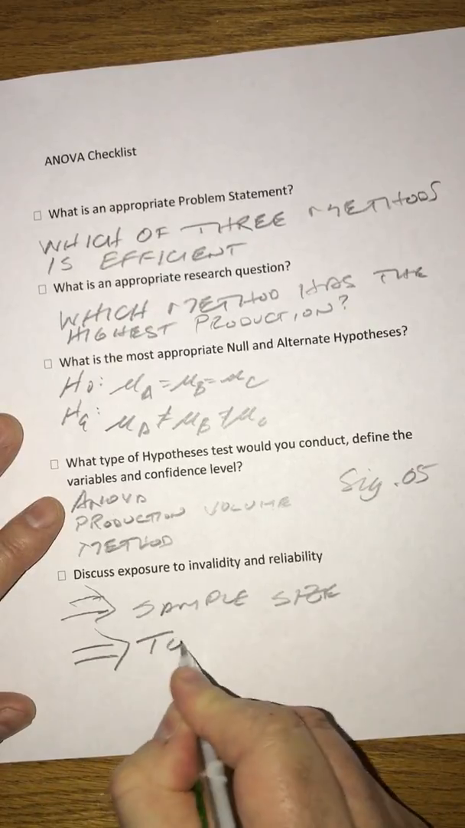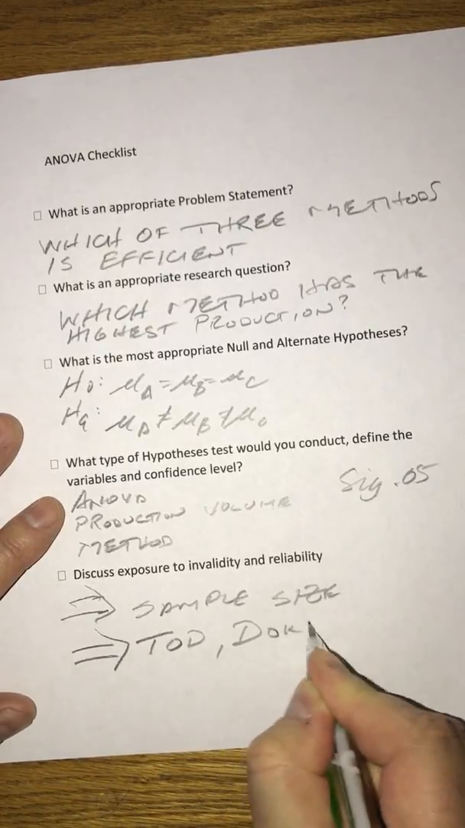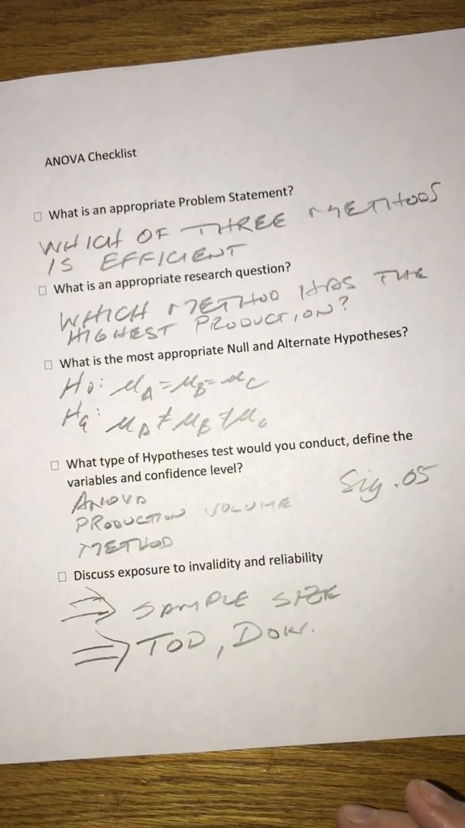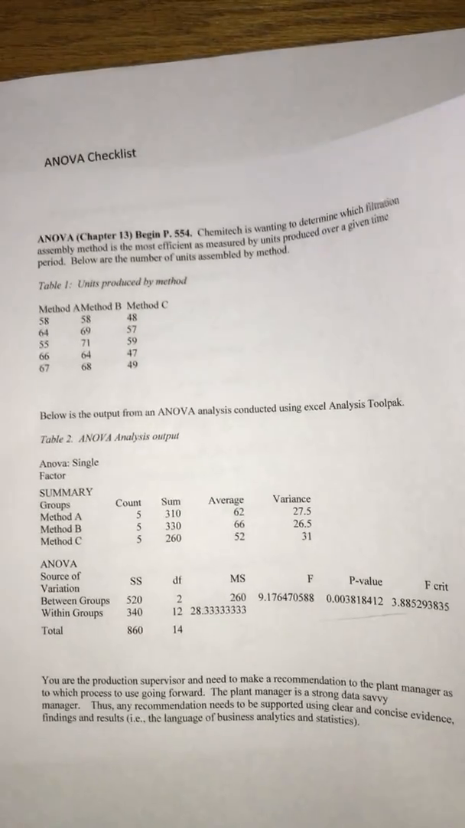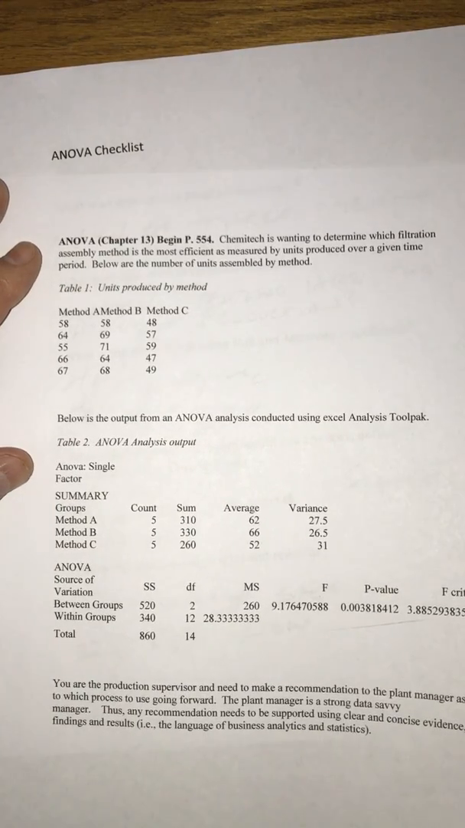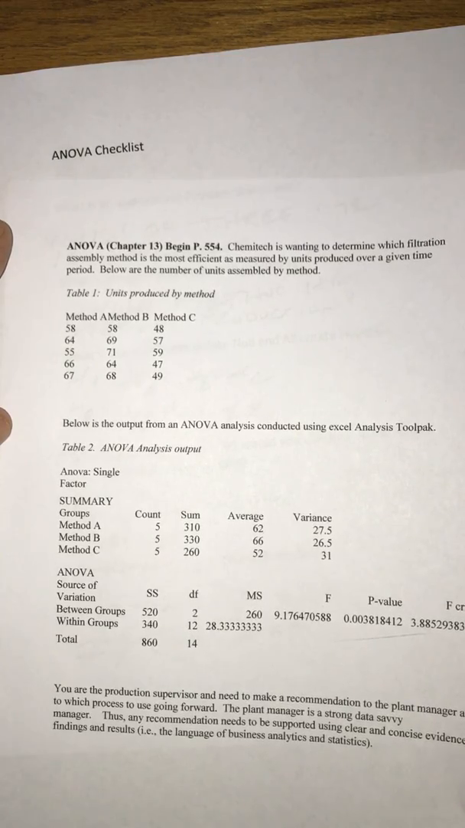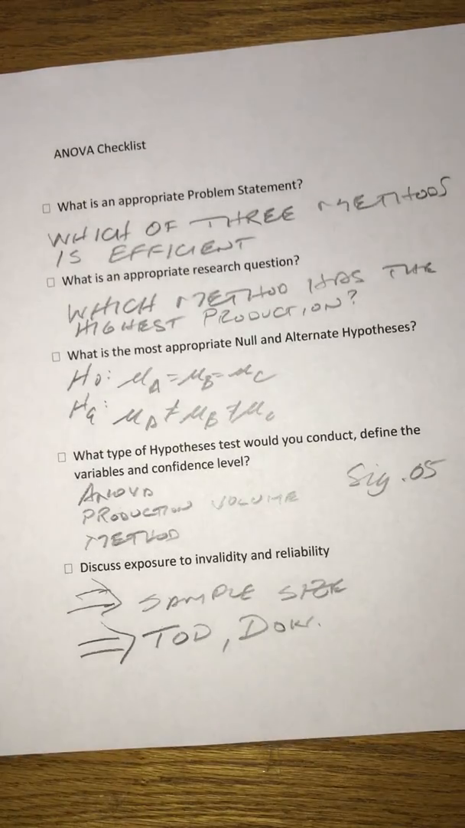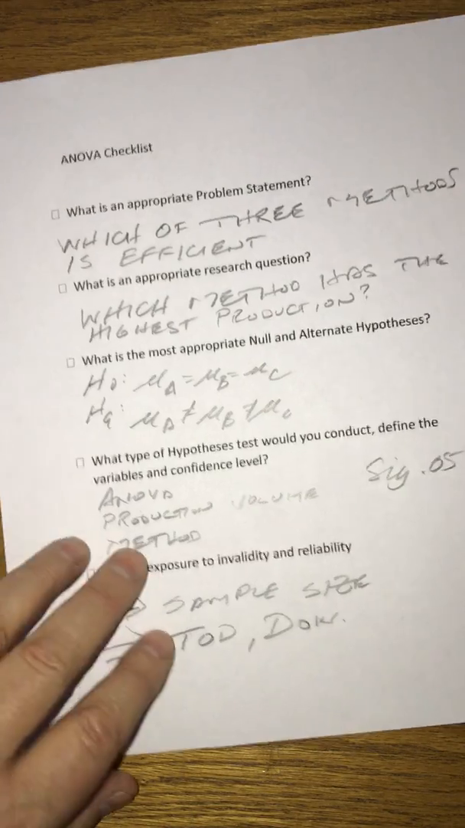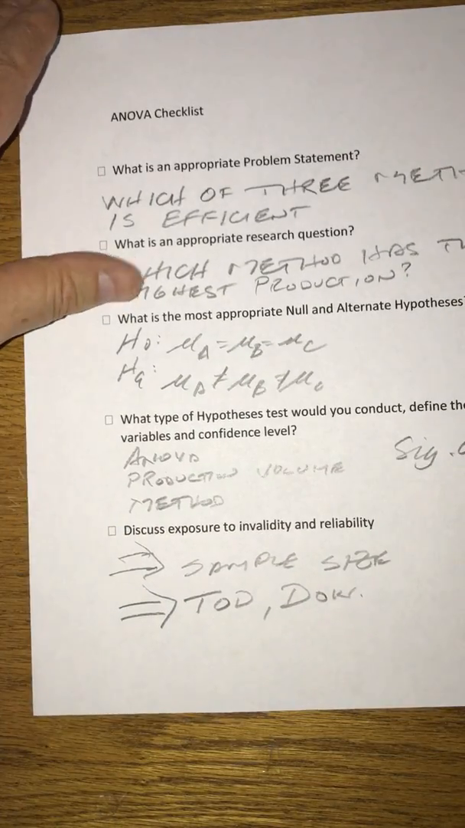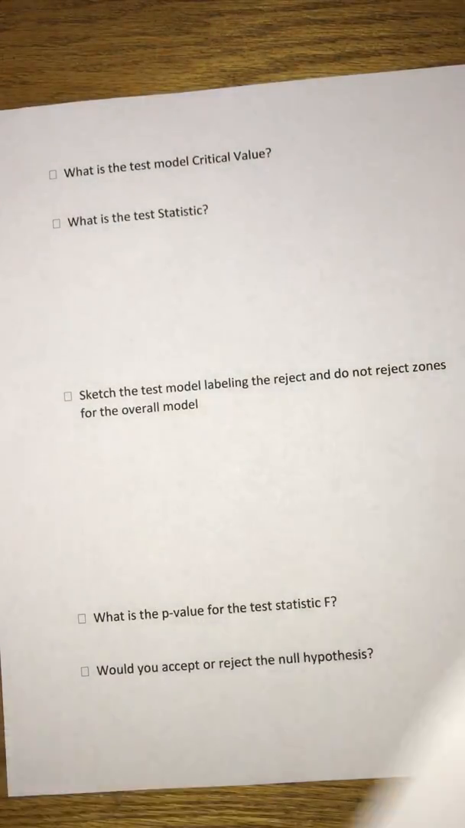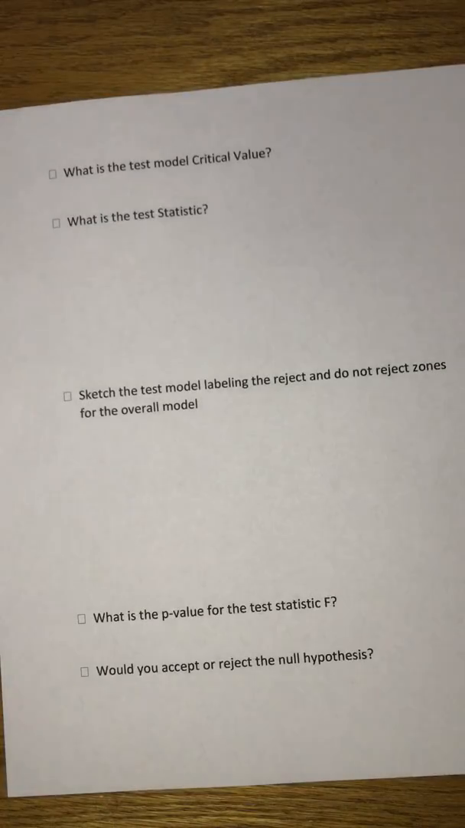The other one that you might look at is time of day and day of week, because the number of units might change as you are on a Monday or a Friday or in the afternoon or morning. So you'd have to control for that. So that might be another source of invalidity that you would need to address. But let's continue on with the analysis. Assuming that we have addressed, or discussed appropriately, any exposure in invalidity and reliability, and the ability to repeat the test over and over again and get the same results.